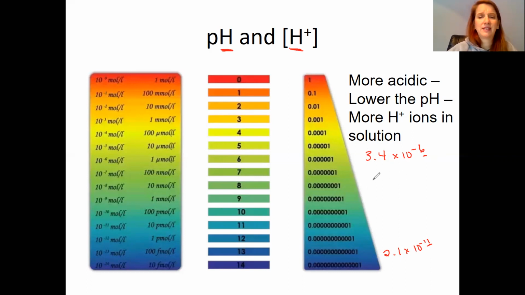If it has something to the negative 6, that means it's 0.00000 and so on, counting 1, 2, 3, 4, 5 places. Where if it's something to the negative 11, it's 0.1, 2, 3, 4, 5, 6, 7, 8, 9, 10 places, like that. So this one is really low, with a low hydrogen ion concentration, where the other has a higher ion concentration. Make sure you pay attention to those exponents and what they mean. This point over here is really important: the more acidic a substance is, the more hydrogen ions it has dissociated in the water.